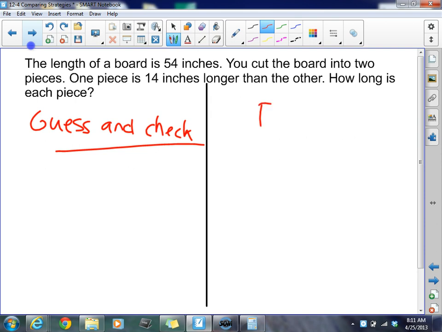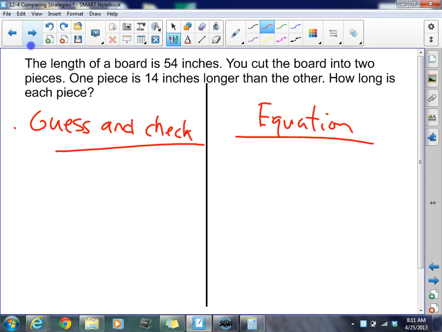Another method I could do is an equation, and we'll talk about that here in just a minute. That may scare some of you. So we're just going to start with guess and check. So with guess and check, we're simply saying, all right, I need 2 boards.